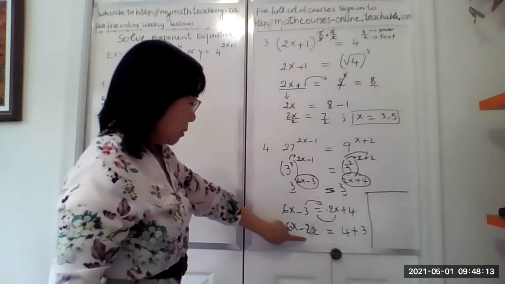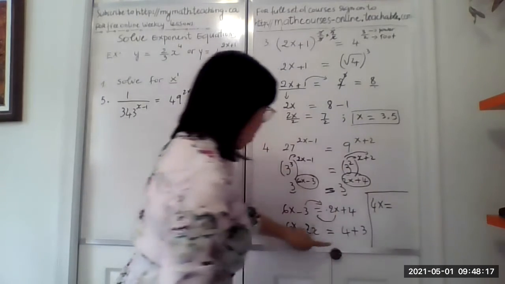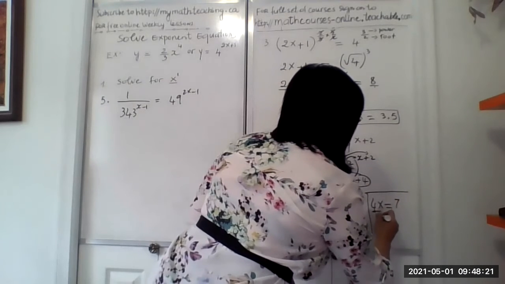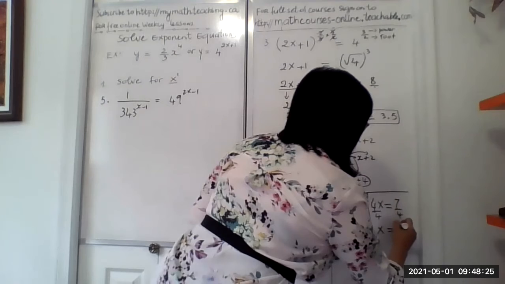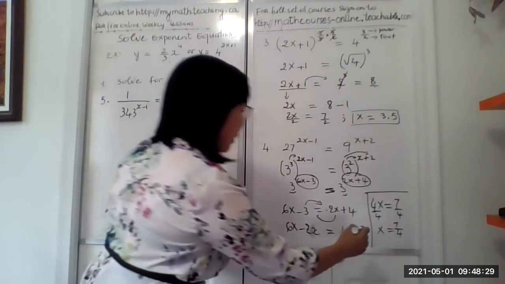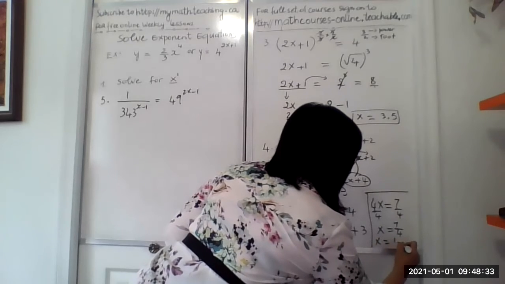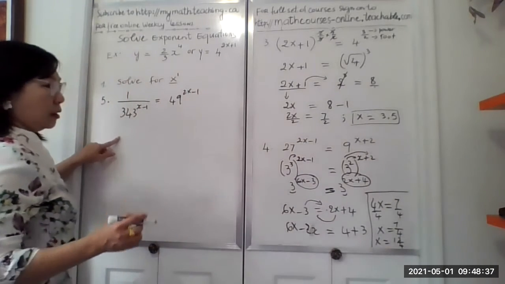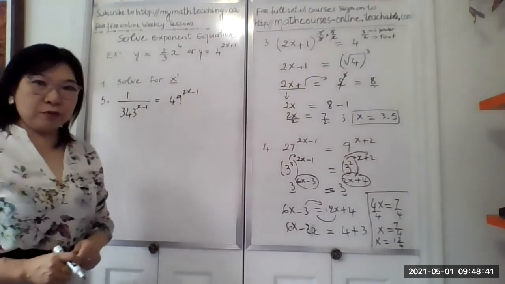So now, continue with this. I have 6x minus 2x equals 4x, equals 4 plus 3, which is 7. Divide both sides by 4. I have x equals 7 divided by 4, and 7 divided by 4 equals 1 and 3 over 4. Okay, so I'm done with question 4 as well.